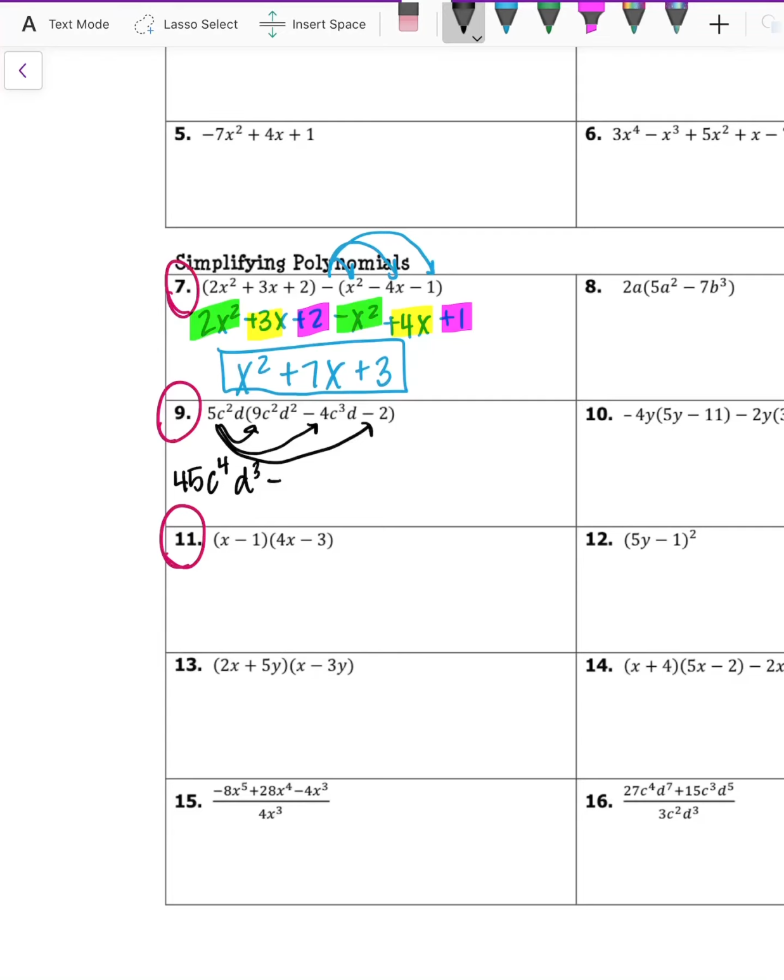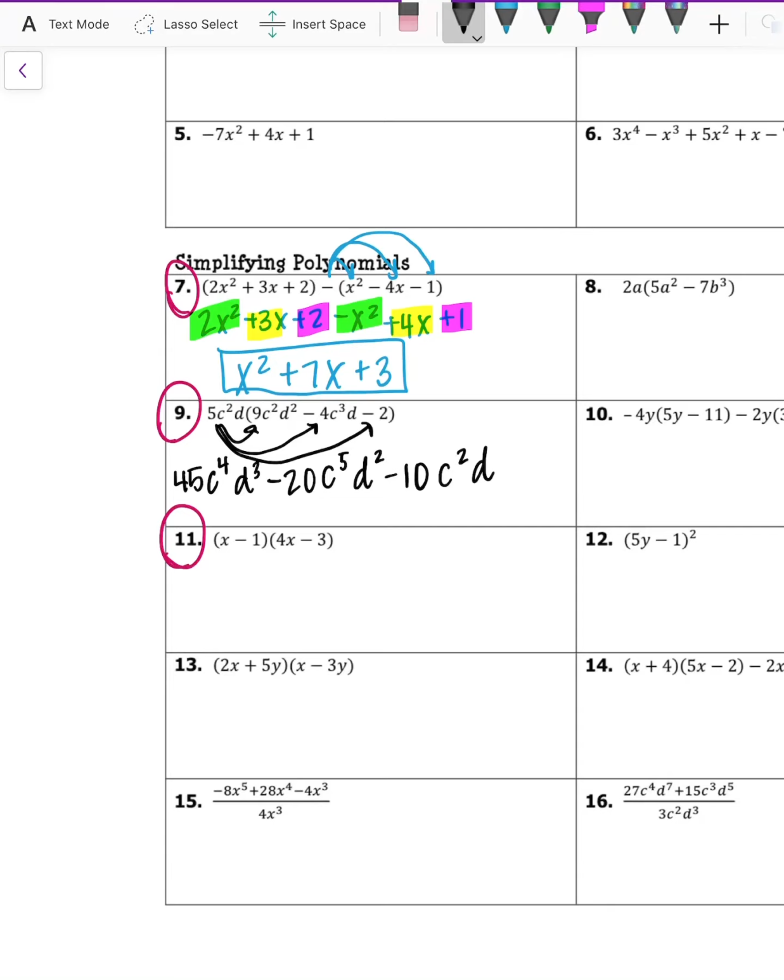Now, 5 times negative 4 makes negative 20. C squared times c cubed gives me c to the 5th. D times d gives me d squared. And then finally, my last term, 5 times negative 2 makes negative 10. C squared times no c is just c squared. D times no d is just d. Okay? Now, I actually do not have any like terms this time.